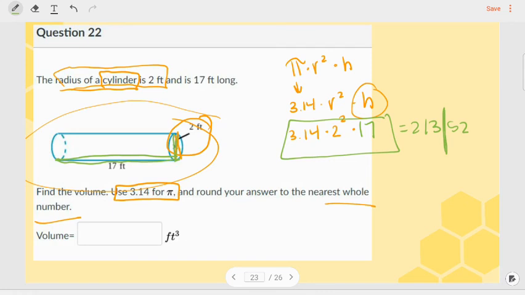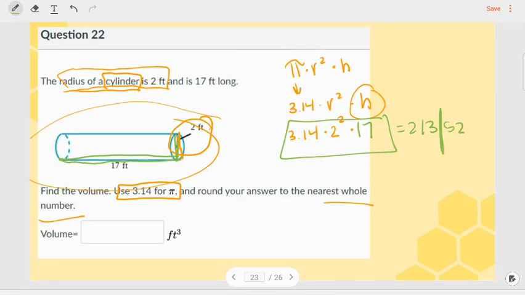Nearest whole number, so no decimals, but make sure you look after the decimal. Does that 5 make that round up to 114? Yes, it does. It is halfway there. So 114 is my answer. 2 feet cubed, but it has my units already written there.